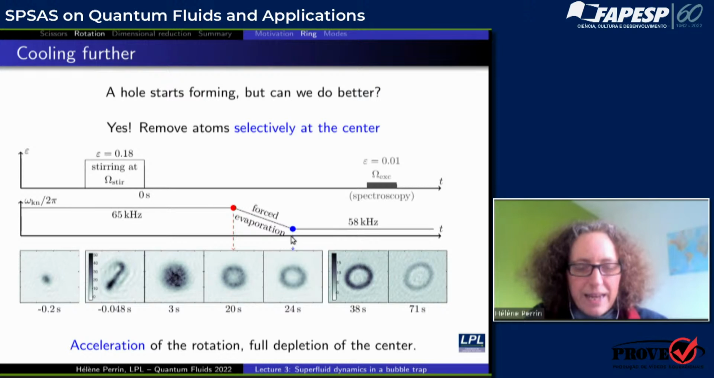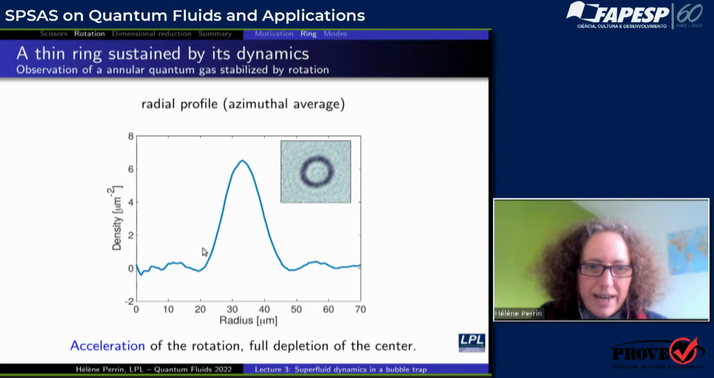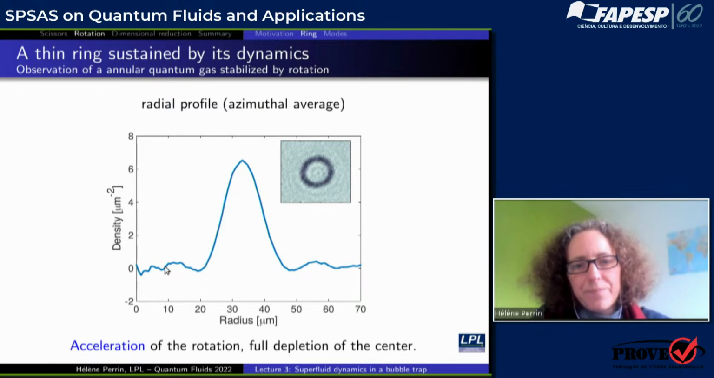Doing that, we find this time that we have a very nice ring with a full depletion in the center. I can show you now with the same kind of picture where I make an azimuthal average and look at the density distribution starting from the center at larger radii. Here all the distribution is around some finite radius and there is nothing in the center.